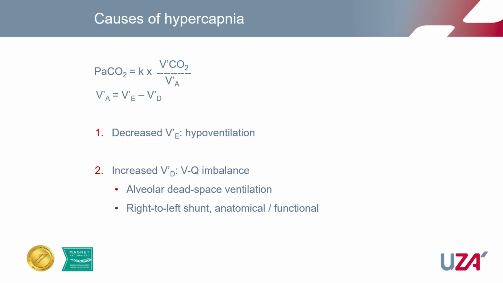Now we will turn to the causes of hypercapnia. As may be seen from this formula, the arterial carbon dioxide tension depends on the carbon dioxide production and alveolar ventilation. The latter is the result of the total ventilation minus dead space ventilation. Hypercapnia may thus be caused by a decreased total ventilation, which is called hypoventilation, or an increased dead space ventilation, leading to ventilation perfusion imbalance.